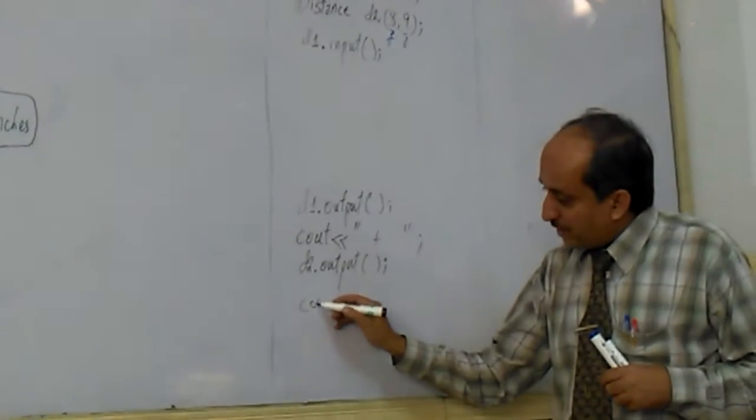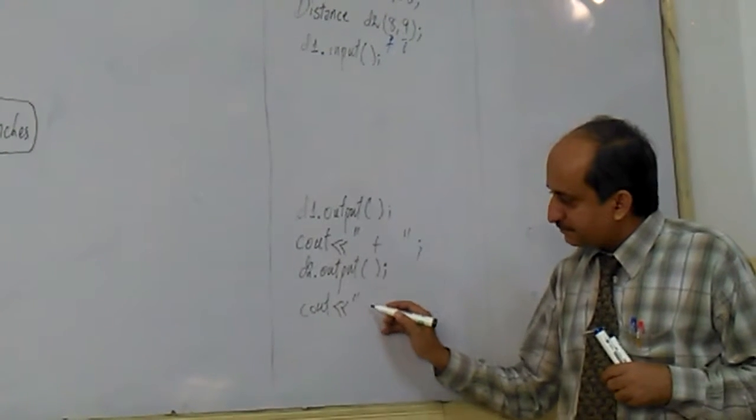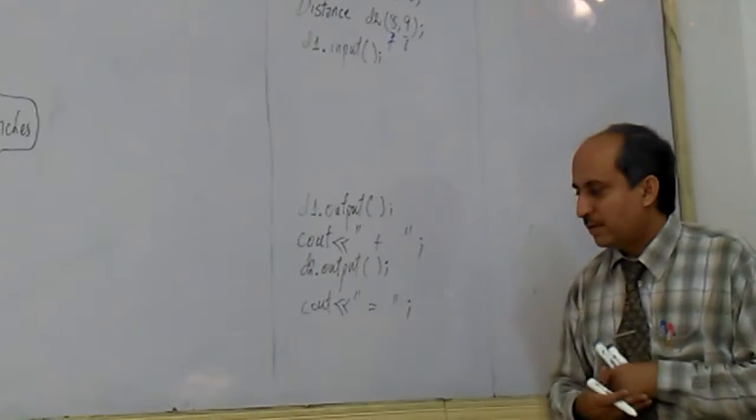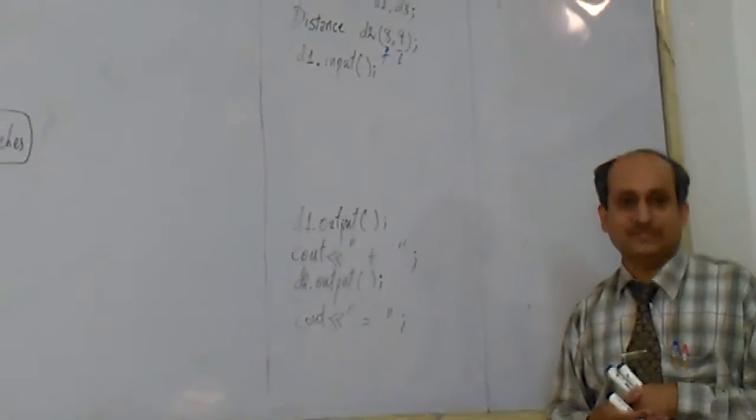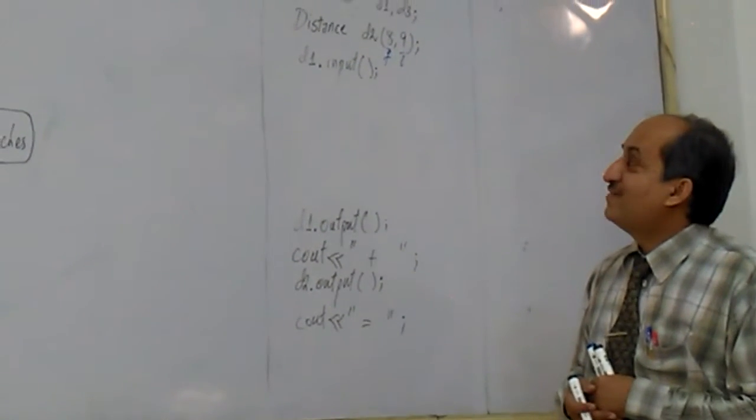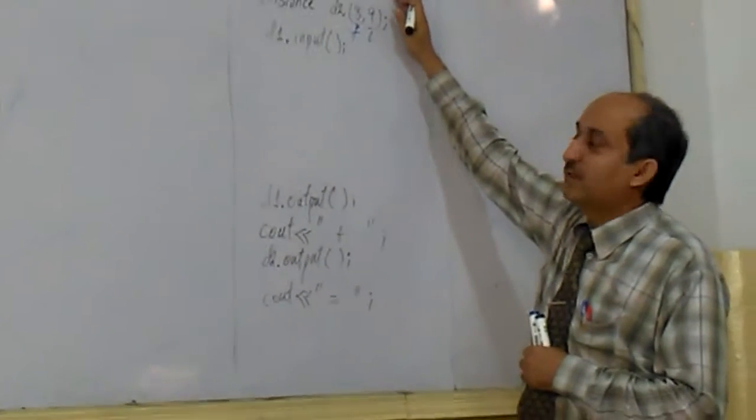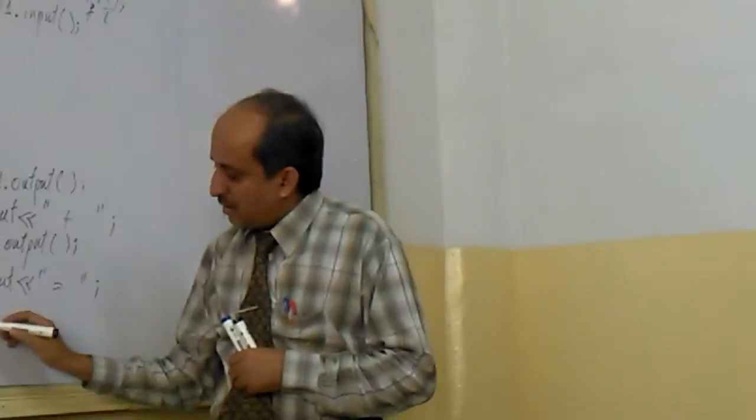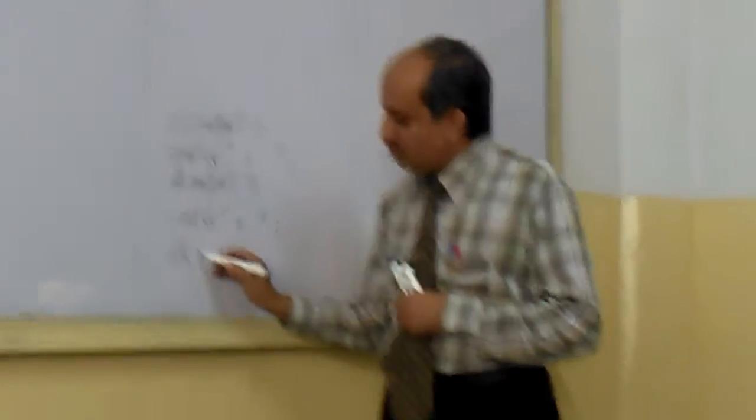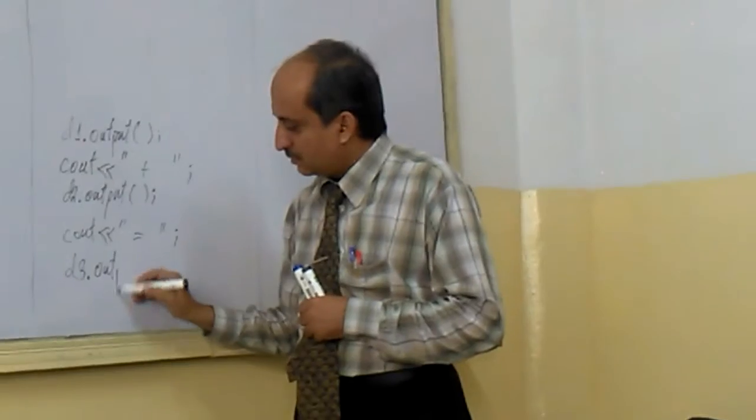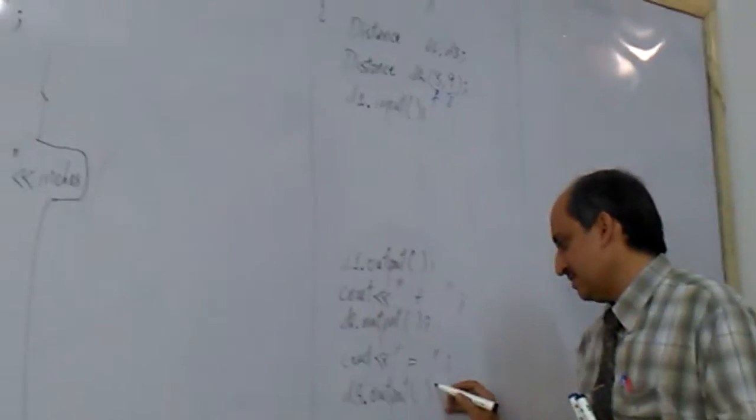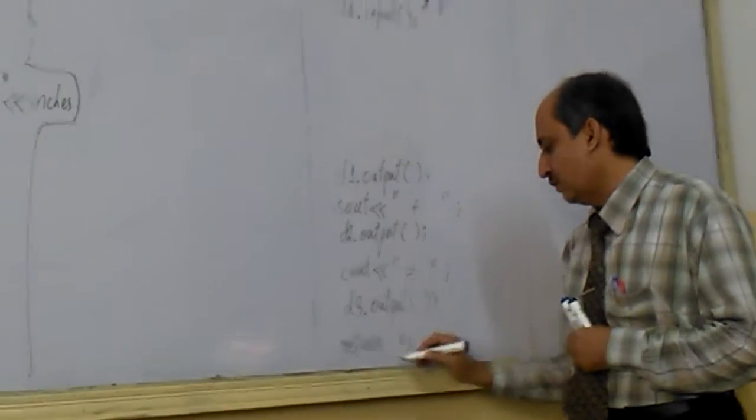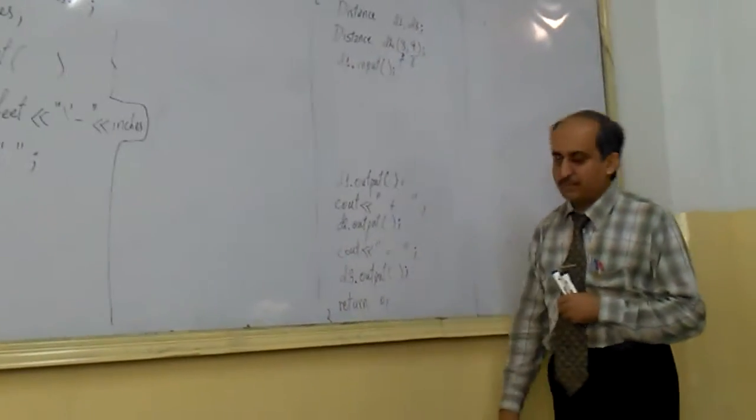And what character should be printed at the end? Before the result, equals to. And in which object, in which variable, do we intend to store the result? D3. We may display the result value by calling the D3 dot output function. In this way, our required output will be printed on the console window. We may close our main program.